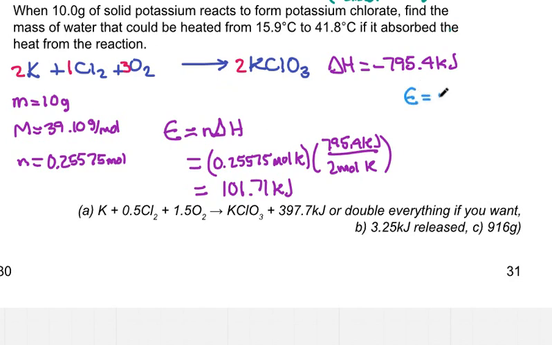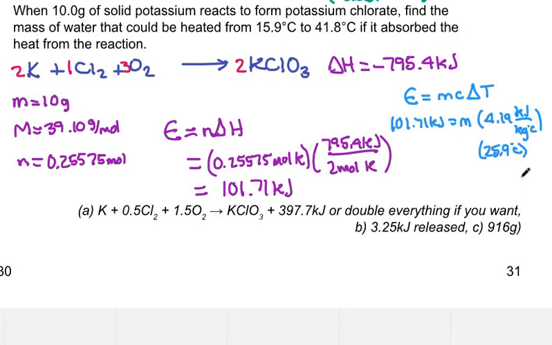Our heating up material formula is energy equals mc delta T. The energy going in is 101.71 kilojoules equals a mass I don't know times 4.19 kilojoules per kilogram degrees Celsius, because we're talking about water, and the delta T is 25.9 degrees Celsius. Note, because this energy was in kilojoules, I had to give my specific heat in kilojoules per kilogram degree Celsius. I'm normally a joules per gram degree Celsius guy, but because of these units, I was kind of stuck doing this. Not so bad, but make sure that those units match or bad things will happen.